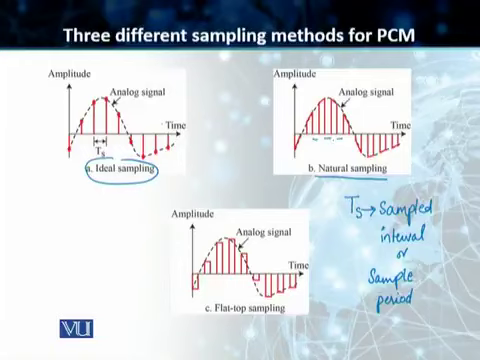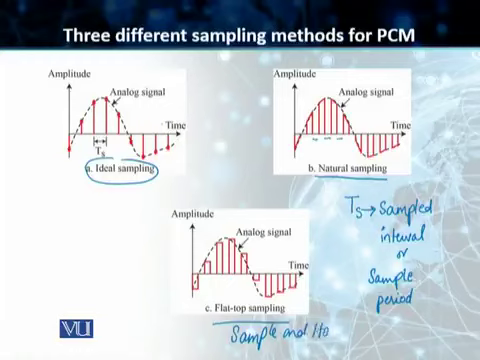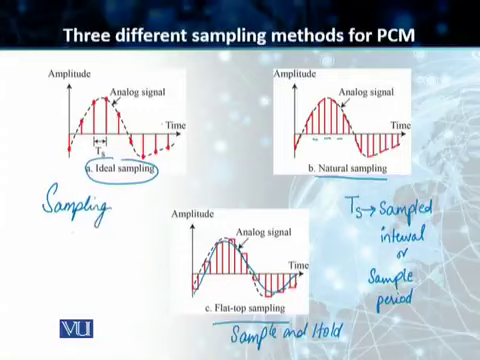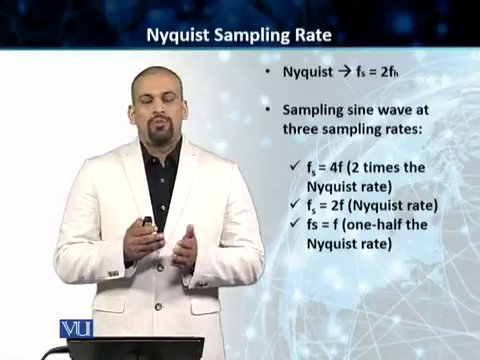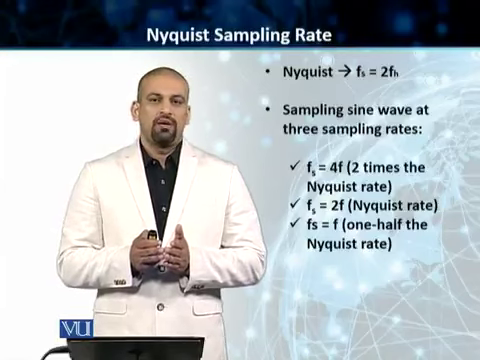Students, another common method of sampling is called flat top sampling, or it is also called sample and hold. So once again, this is deployed using a circuit, and it creates flat top samples which are of the similar shape of the analog signal. Students, मैंने आपको पहले भी बताया था कि this sampling process, it's worth noting that this sampling process is also known as pulse amplitude modulation.